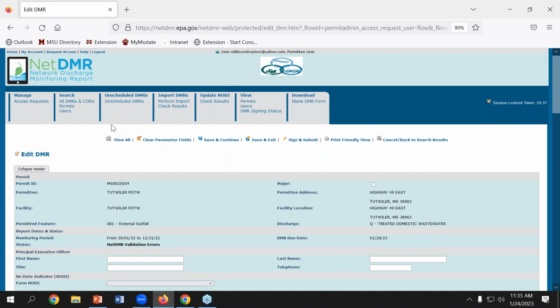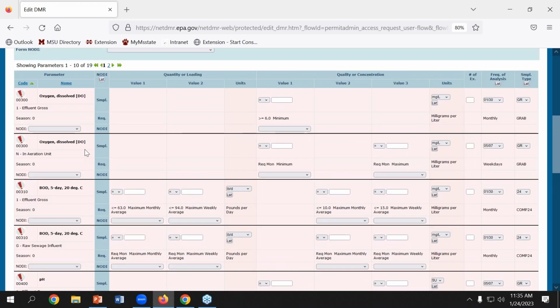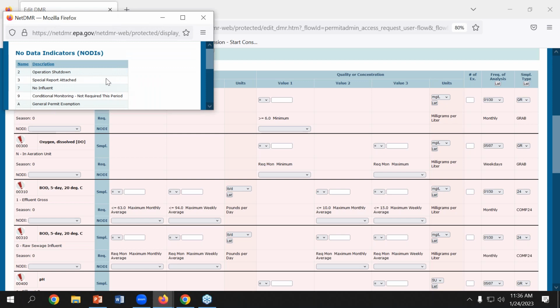When you go back to the top, one thing of particular importance is your NODI codes. I don't know how often or how familiar you are with NODI. Under number 1, you see number 1 up there? Go straight up from there. Right there, click that list. All right, these are your NODI indicators.